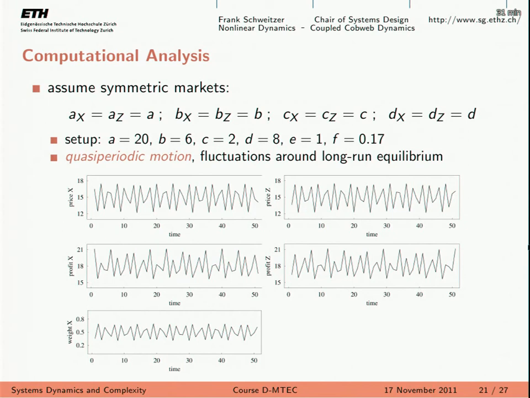So here we choose all these parameters, A, B, C, and D, and for now we assume that we have symmetric markets. Symmetric meaning that the sensitivity, the supply and demand elasticities, and the basic supply and basic demand are all equal for both markets. They're perfectly symmetric. In a sense, consumers and suppliers in both markets are the same. We have chosen these parameters, A is 20, B is 6, C is 2, and so on. It doesn't matter. The sensitivity, though, is important, 0.17.